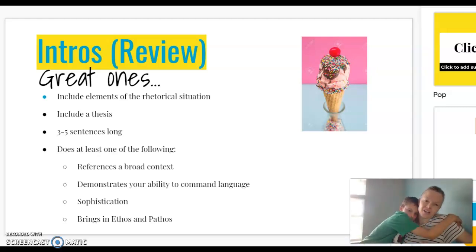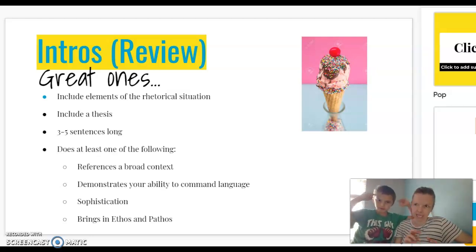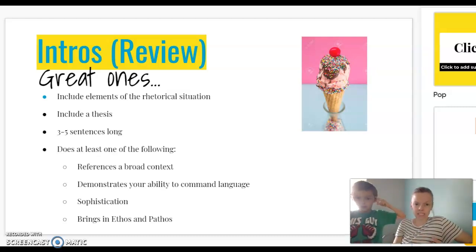So, great introductions include elements of the rhetorical situation. So that's that big picture that we talked about, not just nitpicking, oh, there's a metaphor, oh, there's a simile. They include a thesis, which is what we're talking about today. They are 3 to 5 sentences long. It does at least one of the following.